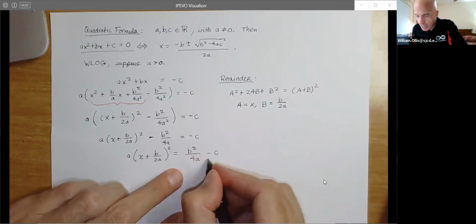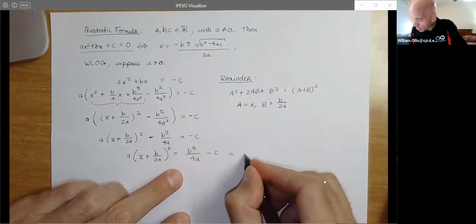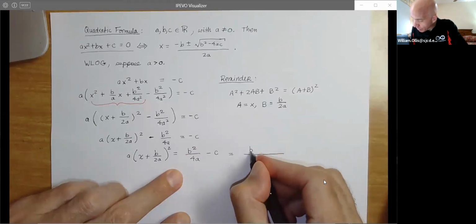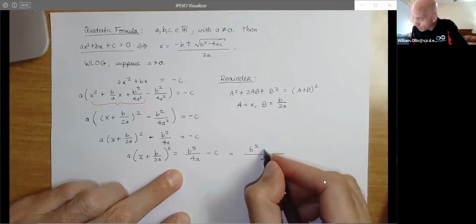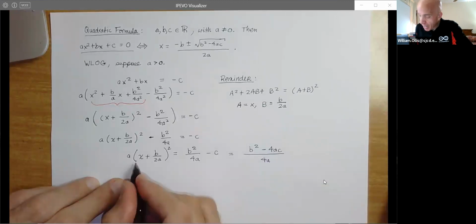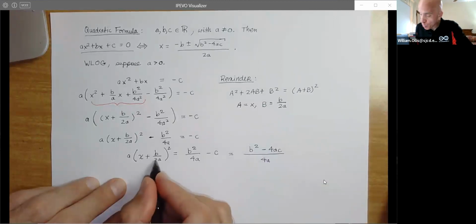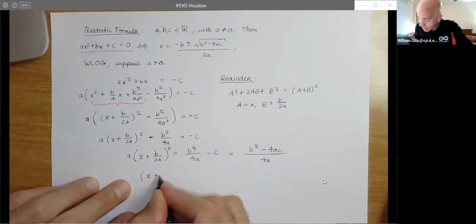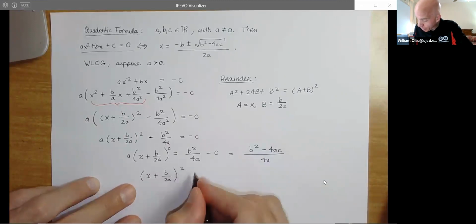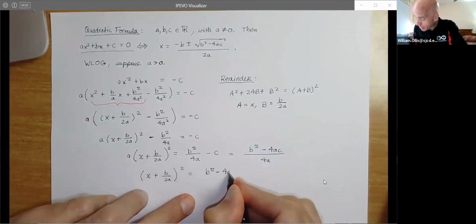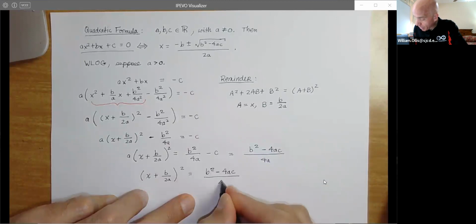Now, right here, common denominator, let's go ahead and do that. So it's going to be a 4A. So we get the B squared, and then of course we multiply the C times the 4A, so we get minus 4AC. So now, in order to use the square root property, we have to divide by A. So we get (X plus B over 2A) quantity squared equals B squared minus 4AC divided by 4A squared.